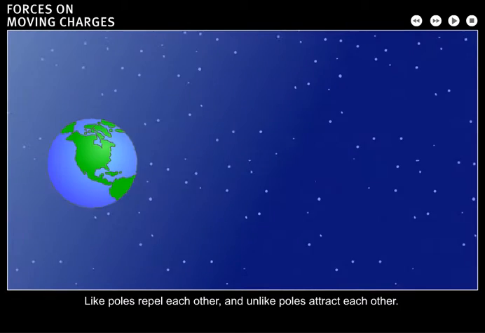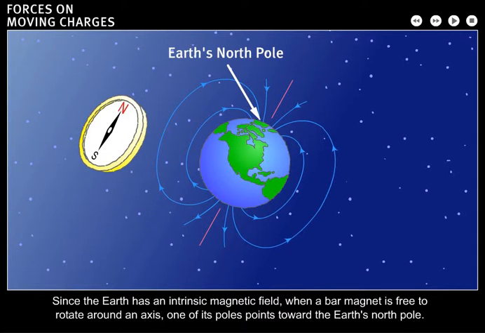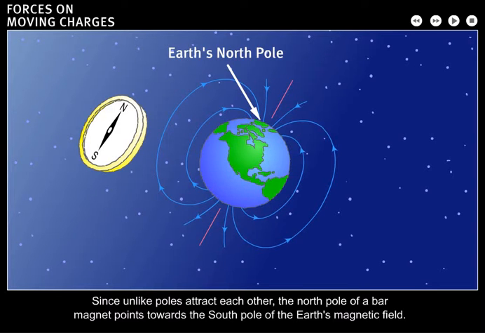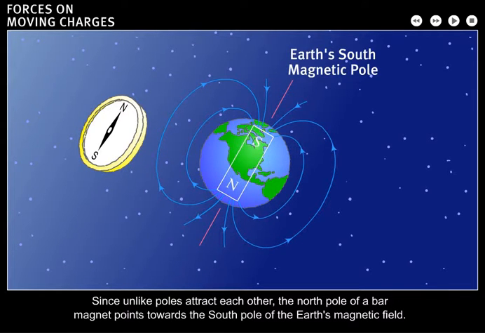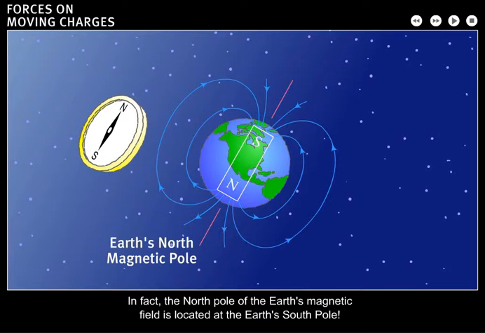Since the Earth has an intrinsic magnetic field, when a bar magnet is free to rotate around an axis, one of its poles points toward the Earth's north pole. This is how the north pole of a magnet is defined. Since unlike poles attract each other, the north pole of a bar magnet points towards the south pole of the Earth's magnetic field. In fact, the north pole of the Earth's magnetic field is located at the Earth's south pole.